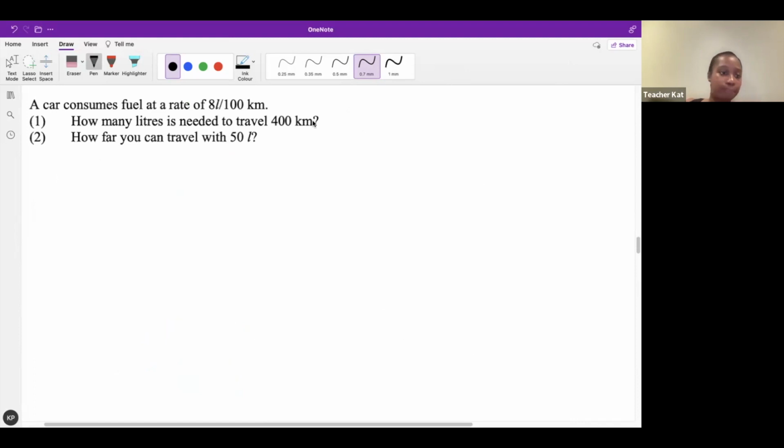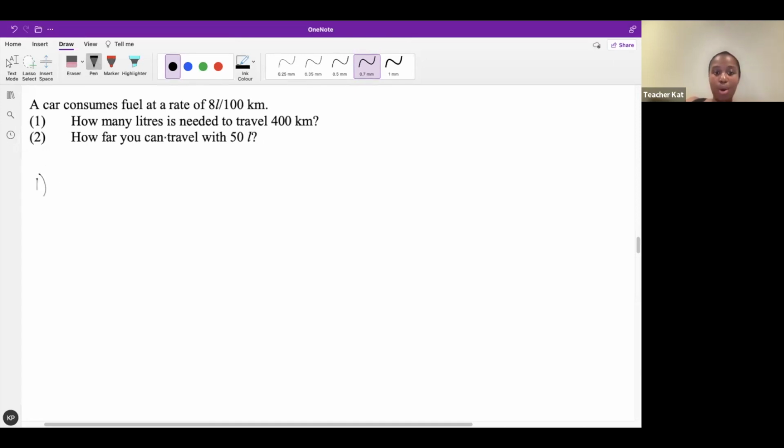All right. Now it says a car consumes fuel at a rate of 8 liters per 100 kilometer. The fact that it's not a unit rate means it's already going to cause problems for us. Do you guys see that? Okay. So number one, how many liters are needed to travel 400 kilometers?